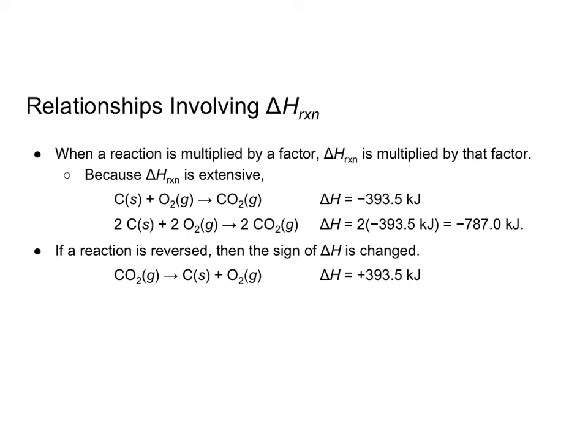When you multiply a reaction, then the delta H of reaction is just multiplied, right? So if, for instance, you start off with this carbon plus oxygen going to CO2, and you get a minus 393, if you double that, multiply the whole thing by 2, you get this minus 787. If the reaction is reversed, the sign is changed. We just looked at that.